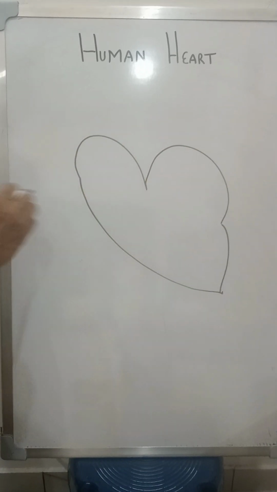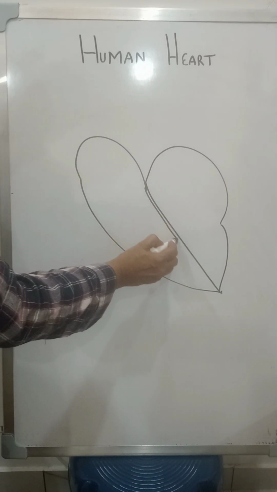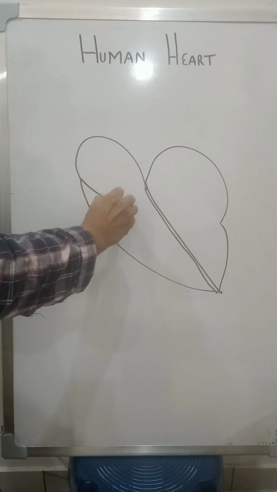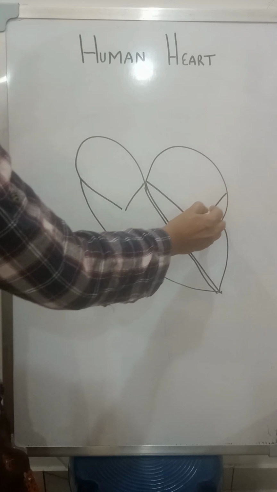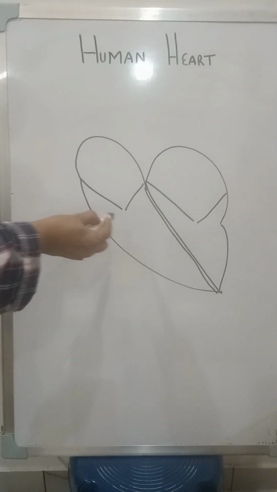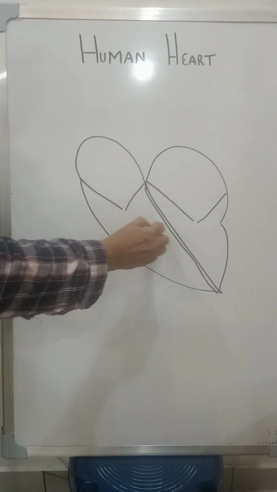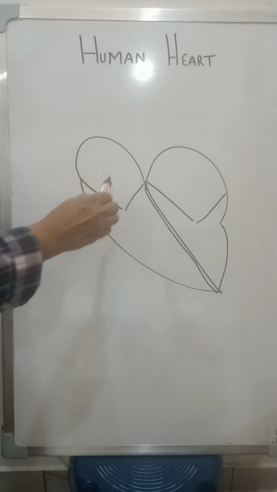Secondly, we have to draw two curved lines. These lines show the septum. And thirdly, two V shapes. These V shapes show valves. Now we can see the heart is divided into four chambers. Four chambers are there in our heart.